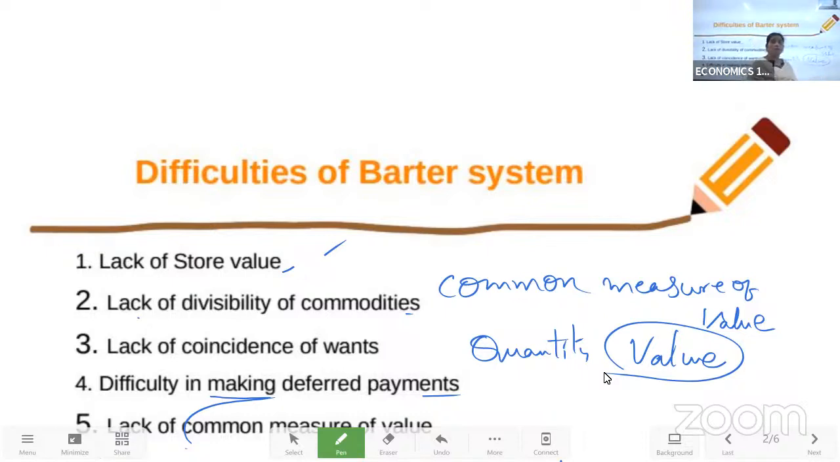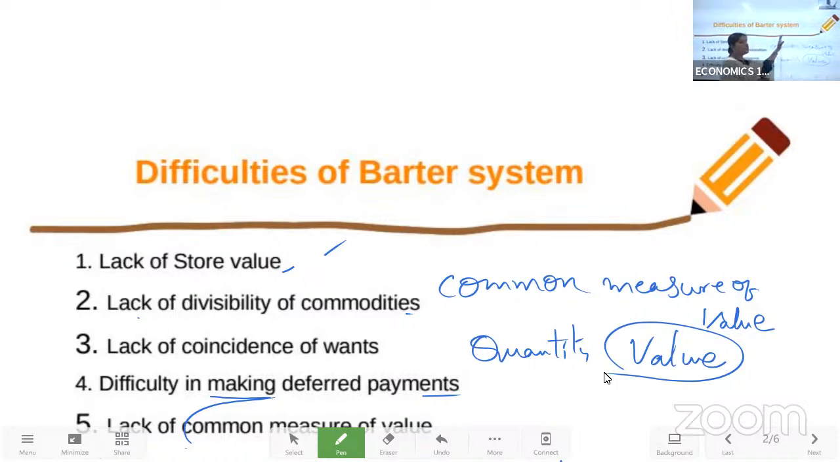Now at present, measurement of value can be done in terms of money. That is called prices. But under barter we don't have money, so there is no chance of prices. So it is difficult to measure the value.